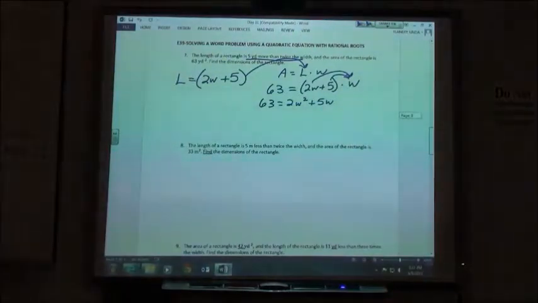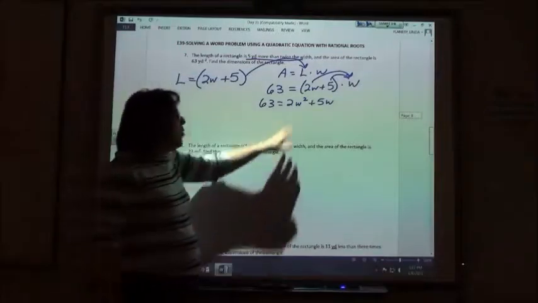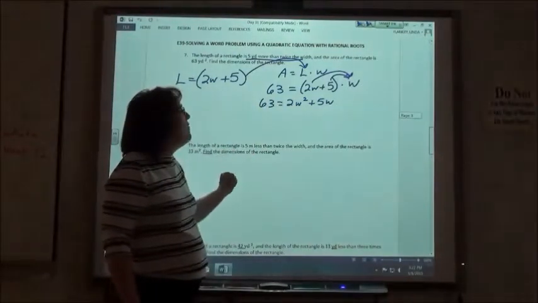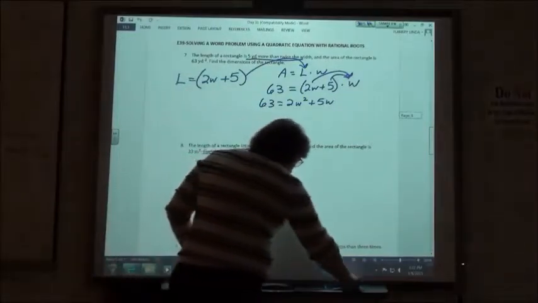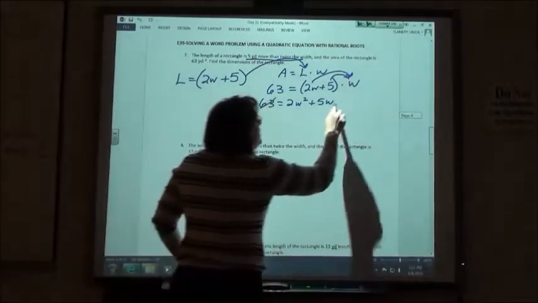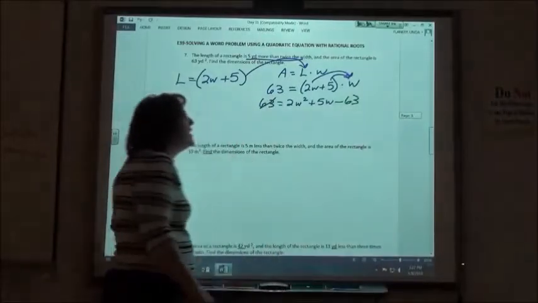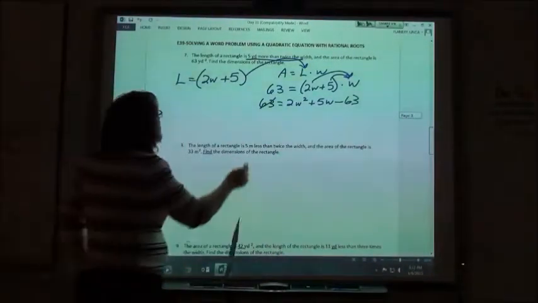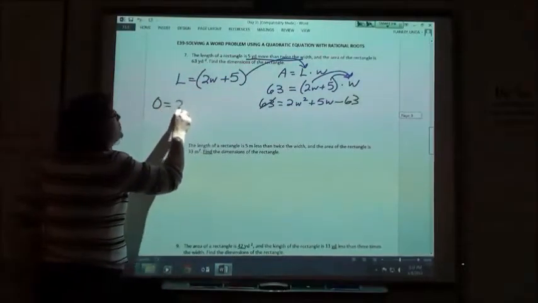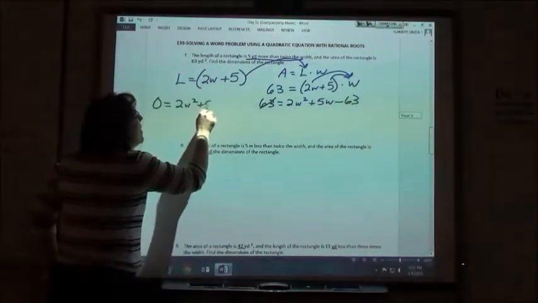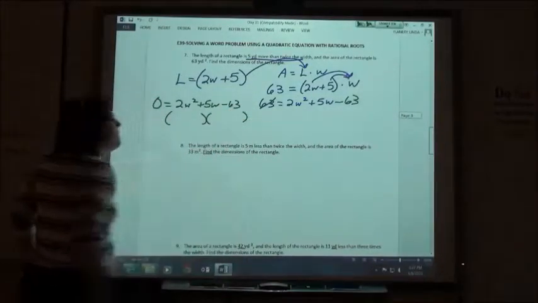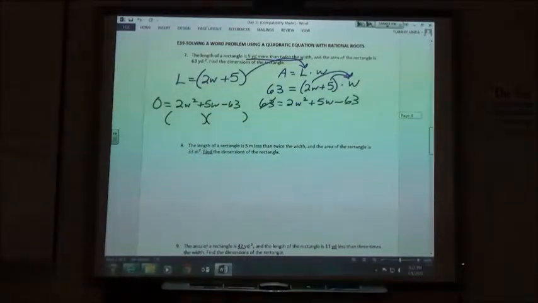2W times W is 2W squared. 5 times W is 5W. I've got a quadratic expression. I need to set it equal to 0 so I can solve by factoring, which means this is a positive 63. I'm going to make it a minus 63 to move it over to the other side. So 0 is equal to 2W squared plus 5W minus 63. I'm going to solve that by factoring.